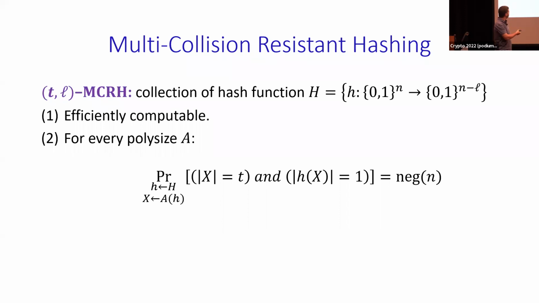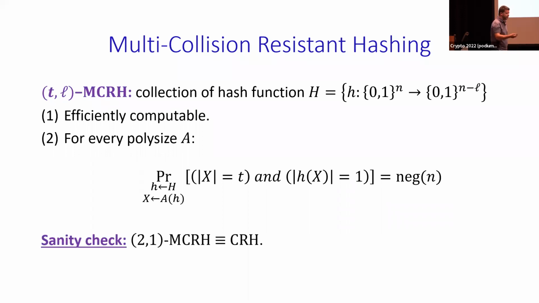And what we want from this collection of hash functions is, A, that it's efficiently computable, and B, the security property, which says that for any bounded, polynomial-time adversary, if you sample a hash function from the collection at random and give the adversary a description of this hash function, the adversary won't be able to find a T-way collision, a set X of T elements that all collide on the same output. So that is multi-collision resistance.